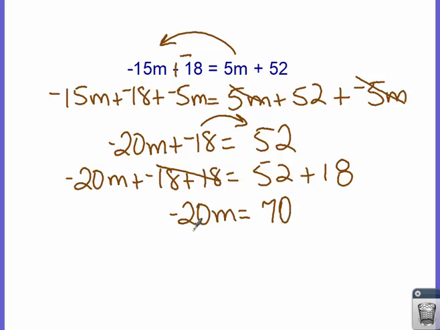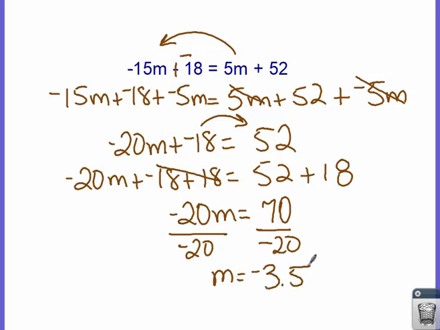So I have a multiply by negative 20, so I'm going to do a divide by negative 20, and you end up with m is equal to negative 3.5 for your answer. And you can plug the numbers in with your calculator to see if it works, and you find out that yes, it does. And that's all there is to solving multi-step equations.